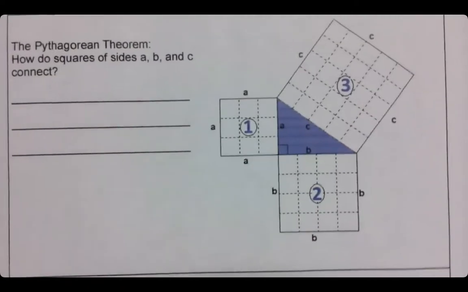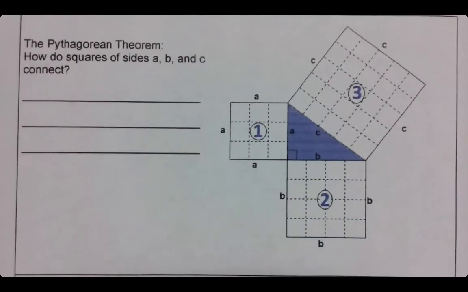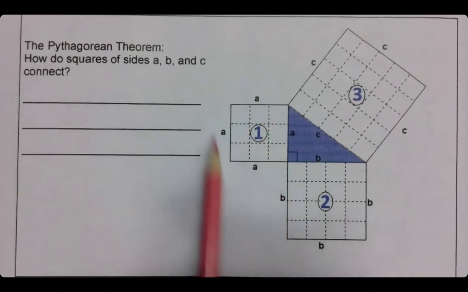So we just talked about some perfect squares. So we're going to continue on with perfect squares, and we are going to look at this. We are looking at how the squares of A, B, and C are related. How are they connected? So what I want you to do is grab two different colors.